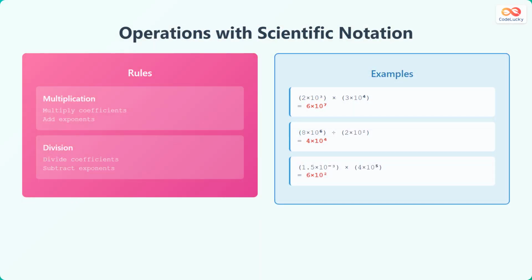Now, let's explore how to perform mathematical operations with numbers in scientific notation. Here are the rules for multiplication and division. For multiplication, multiply the coefficients and add the exponents. For division, divide the coefficients and subtract the exponents. Here are some examples. 2 times 10 to the power of 3 multiplied by 3 times 10 to the power of 4 is equal to 6 times 10 to the power of 7. 8 times 10 to the power of 6 divided by 2 times 10 to the power of 2 is equal to 4 times 10 to the power of 4. 1.5 times 10 to the power of negative 3 multiplied by 4 times 10 to the power of 5 is equal to 6 times 10 to the power of 2.